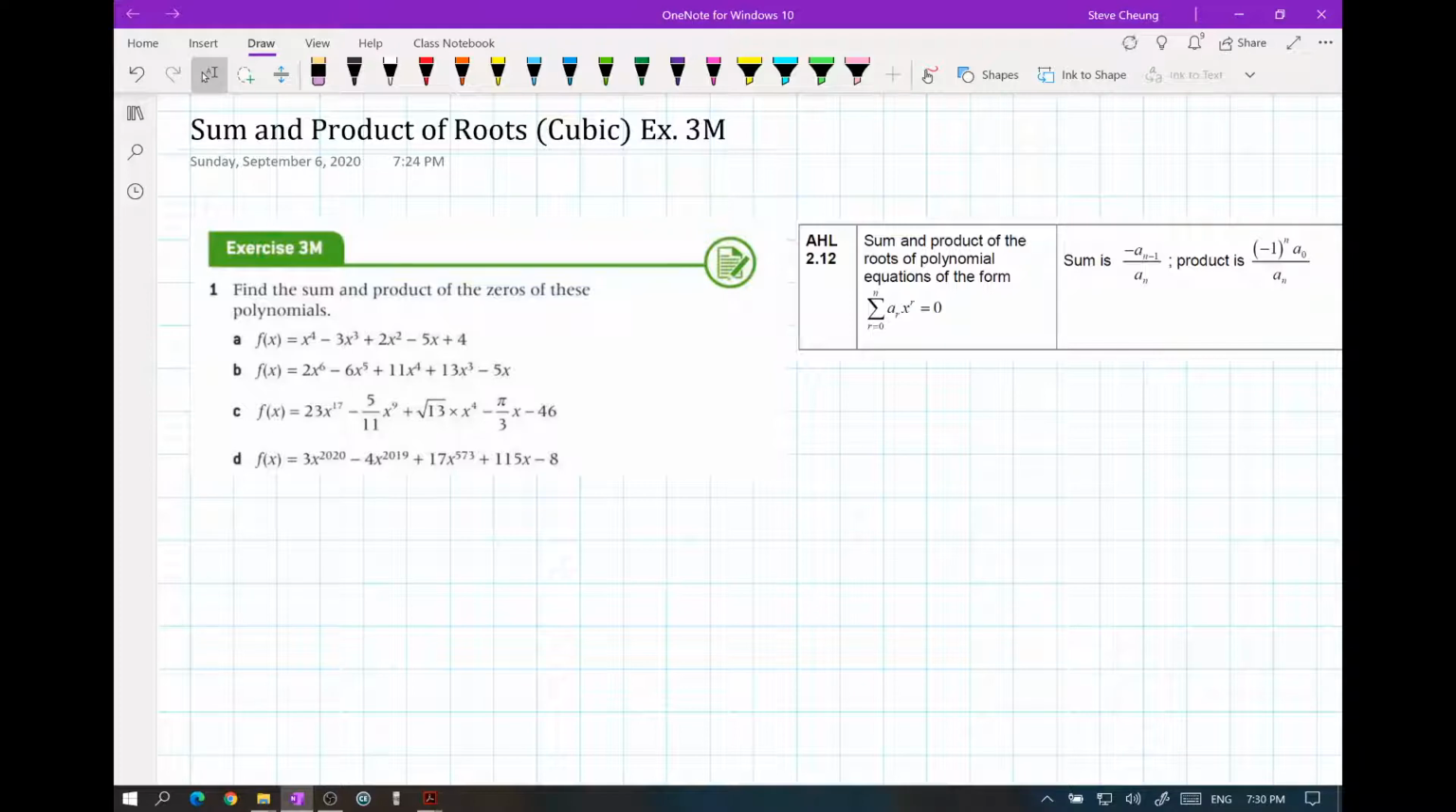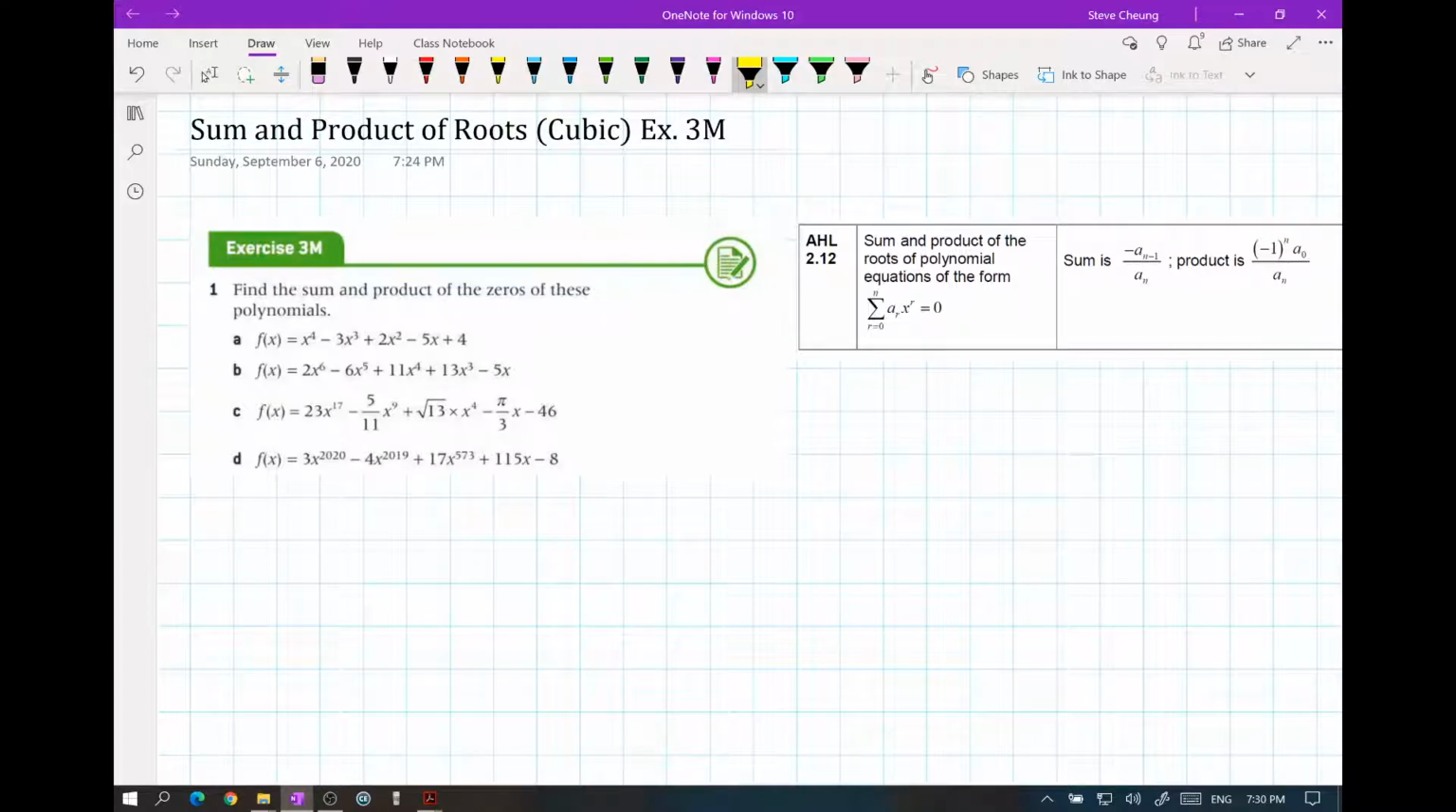So in the formula booklet, you are given that the sum is going to be the second term divided by the first term, but it's always going to be negative of that. Whereas the product is the constant term divided by the first coefficient term. And we have a sort of alternating -1 over there. Basically, if it's an even power in the first term, it's going to be positive for this number here, and it's going to be negative of whatever the ratio is if it's an odd power.